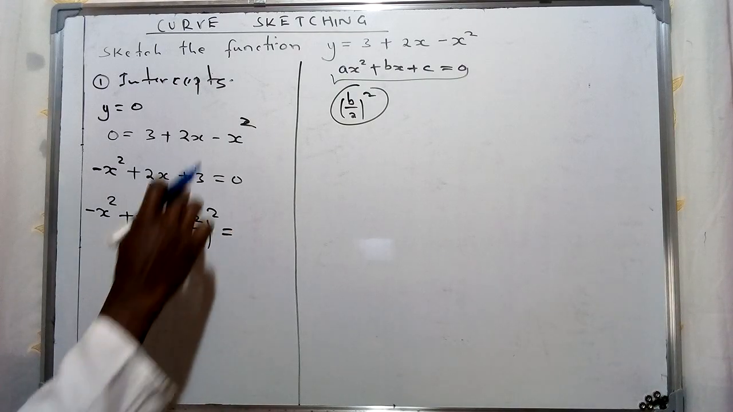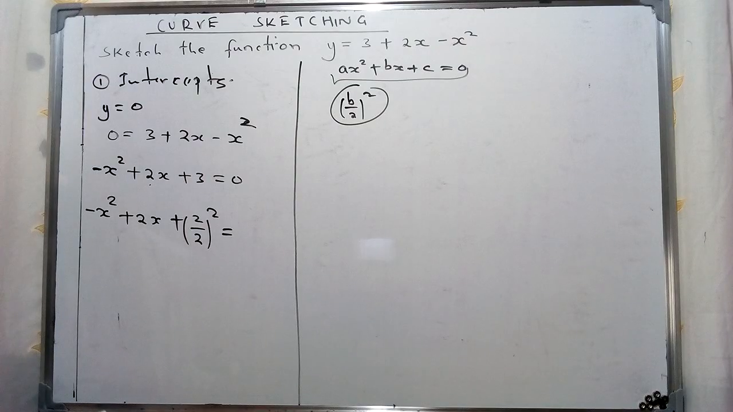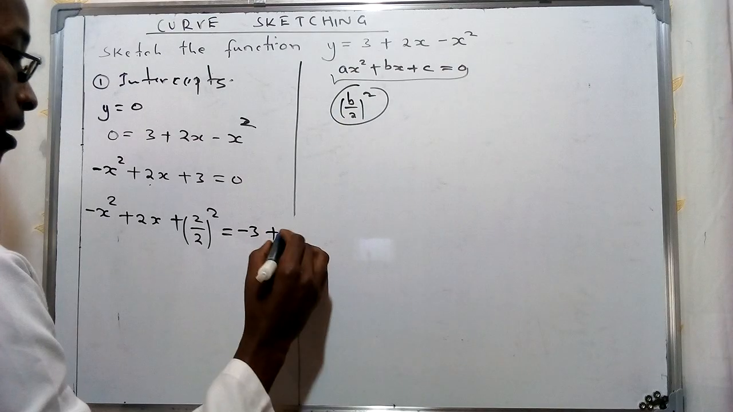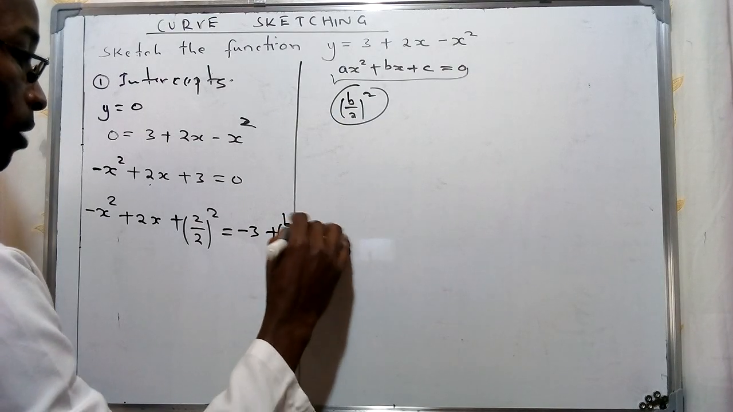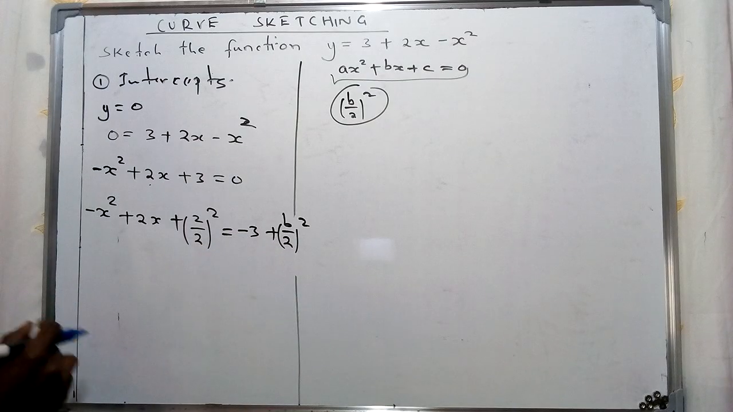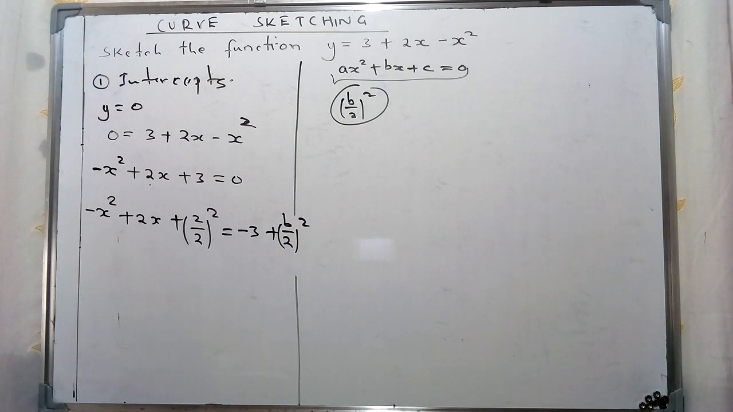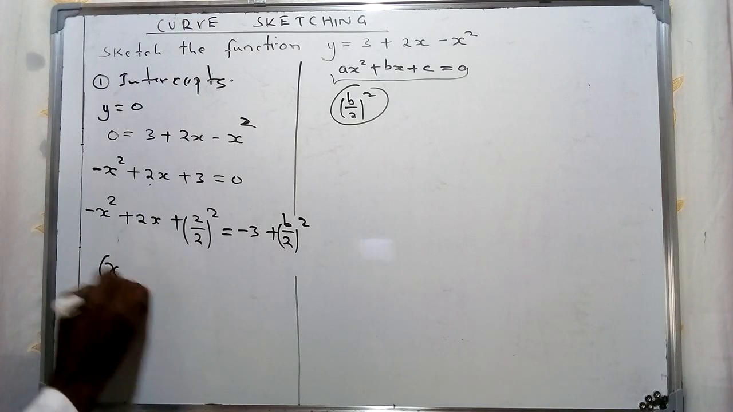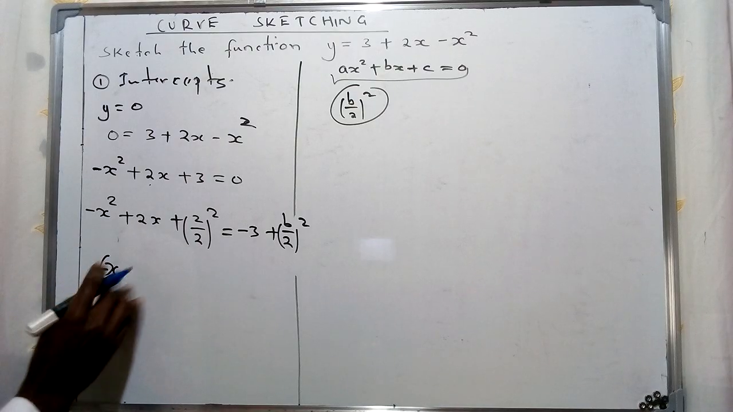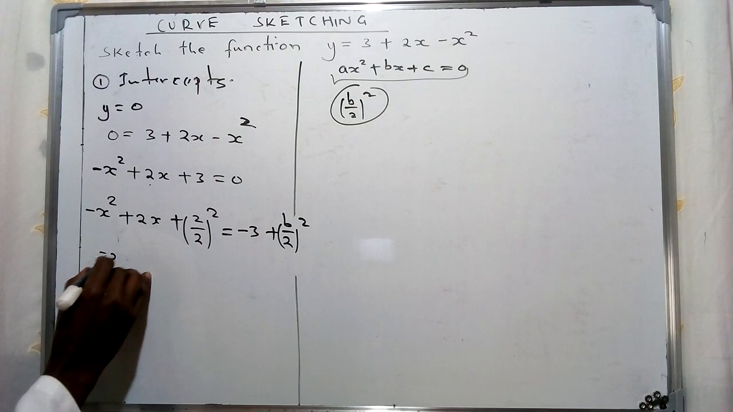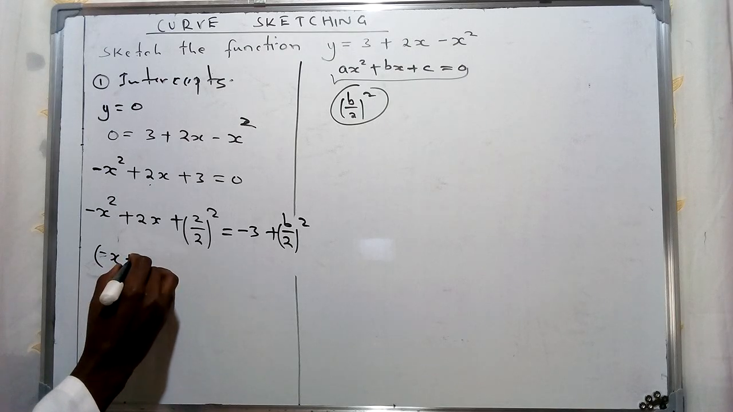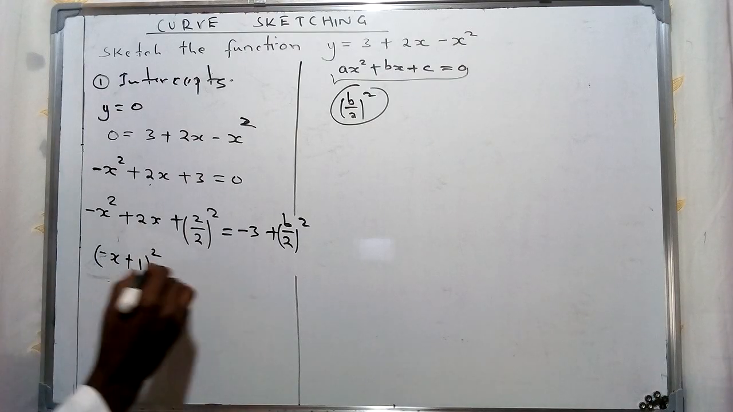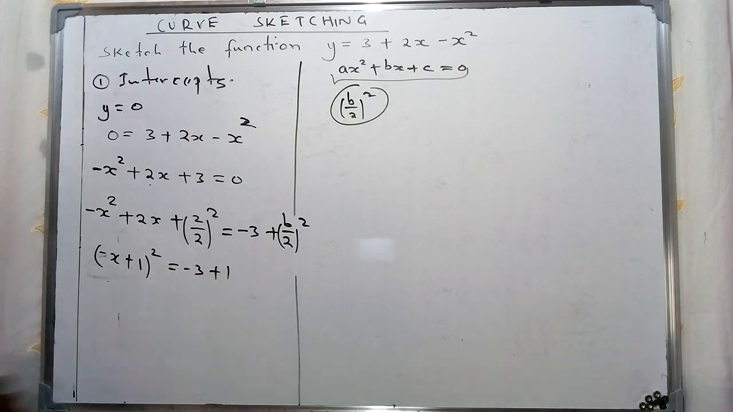We shall take the value of c to the other side of the equal sign, where it has a negative value, negative 3, plus b over 2, squared. We have done the same operation on both sides of the equation, and therefore we maintain its form. So this reduces to negative x plus 2 over 2, squared, and 2 over 2 gives us a value of 1. So this is equivalent to negative 3 plus 1.